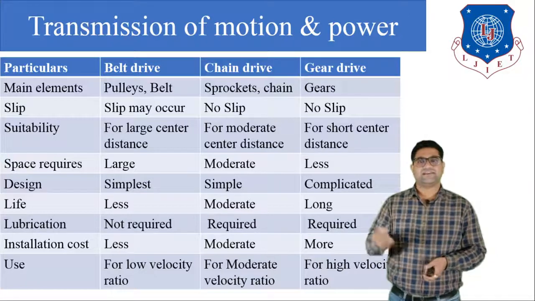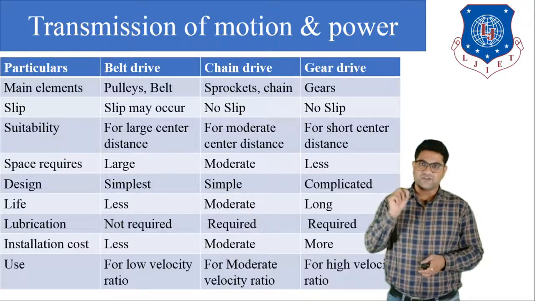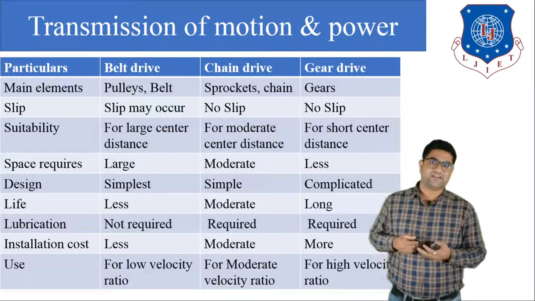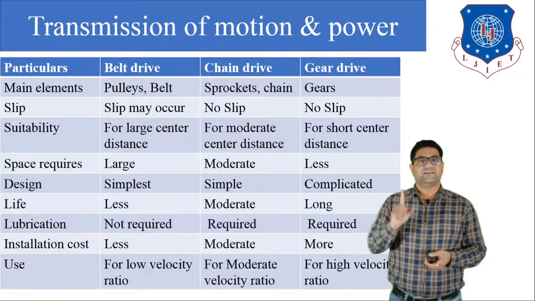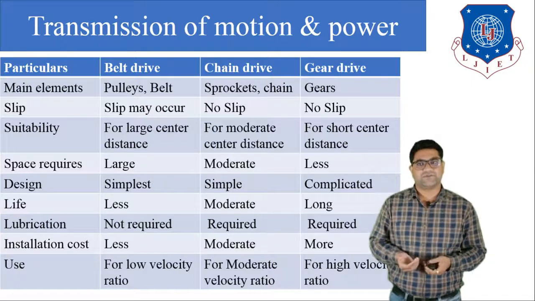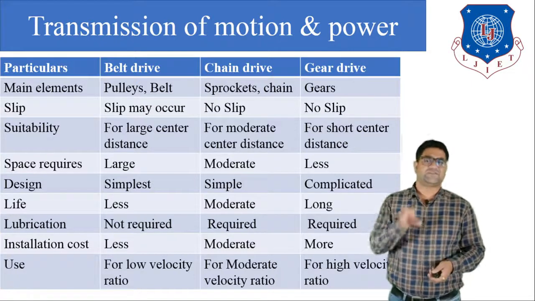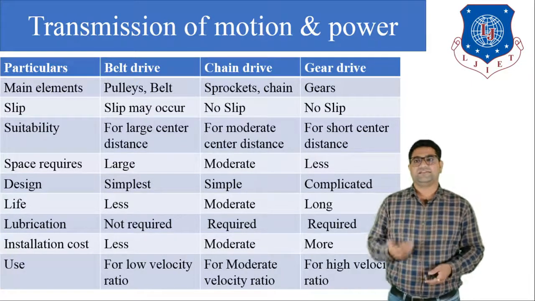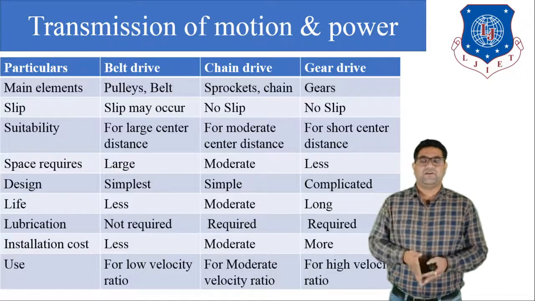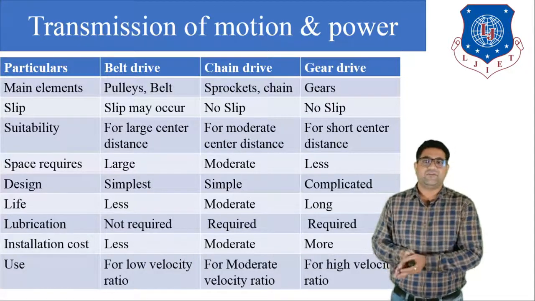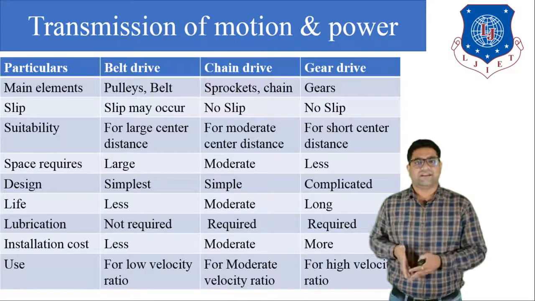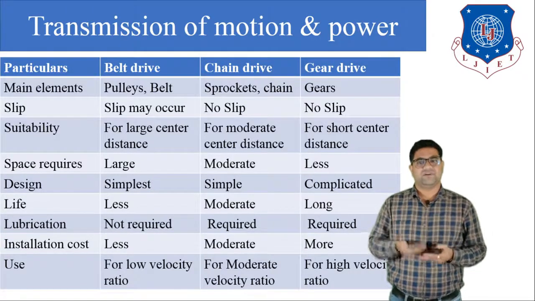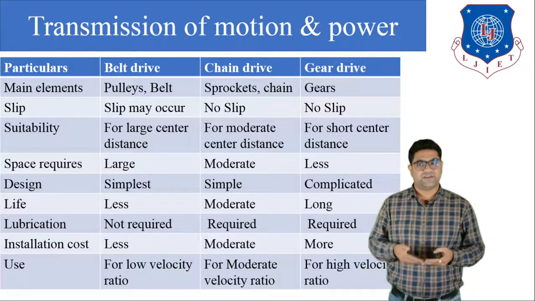Next, the chances of slip. We know that the belt drive is a frictional drive, so there are chances of slip there. But the gear drive and the chain drive are positive drives, so there are no chances of slip. Next is the suitability. Generally the belt drive is suitable for large center distance. But the chain drive and the gear drive are not suitable for large center distance. They are generally for small center distance.